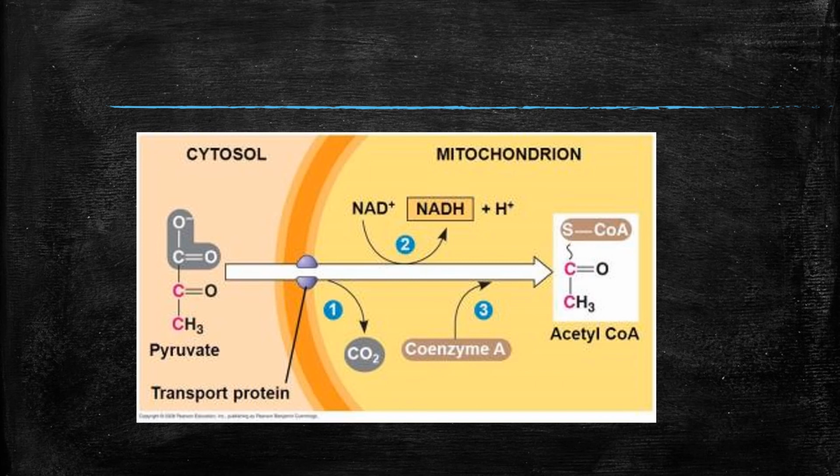So in glycolysis, when we broke down 1 molecule of glucose, we wound up with 2 pyruvate molecules. So for every glucose we break down, we wind up with 2 carbon dioxides, 2 NADHs, and 2 acetyl-CoAs.